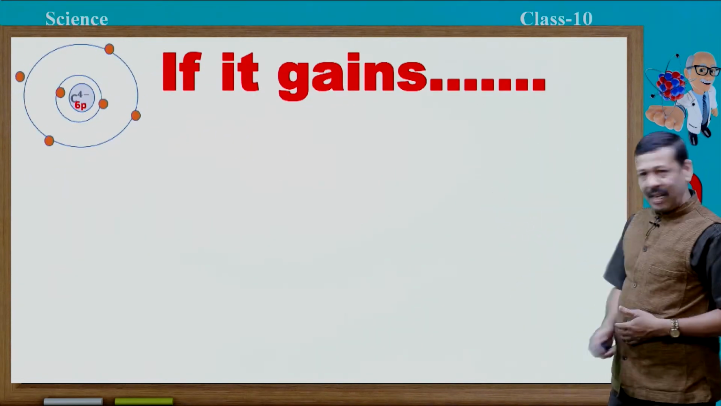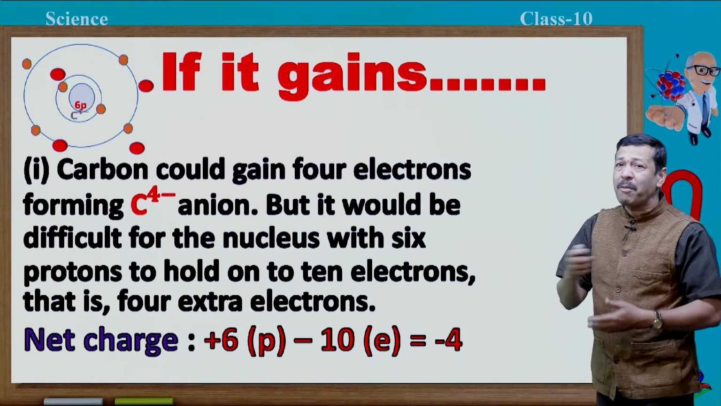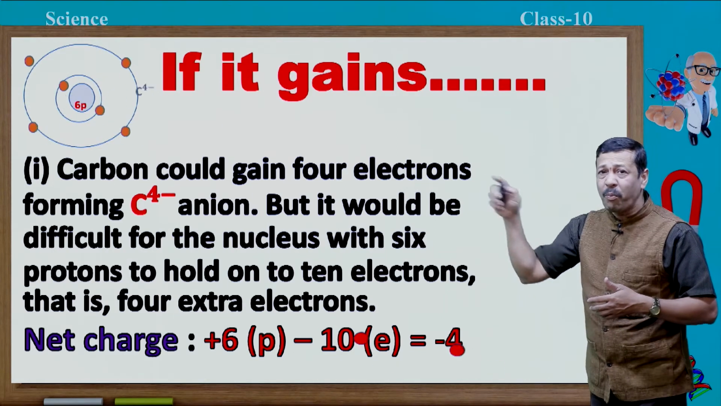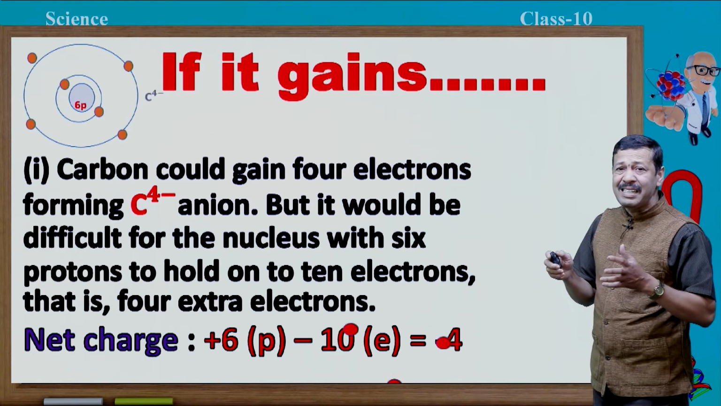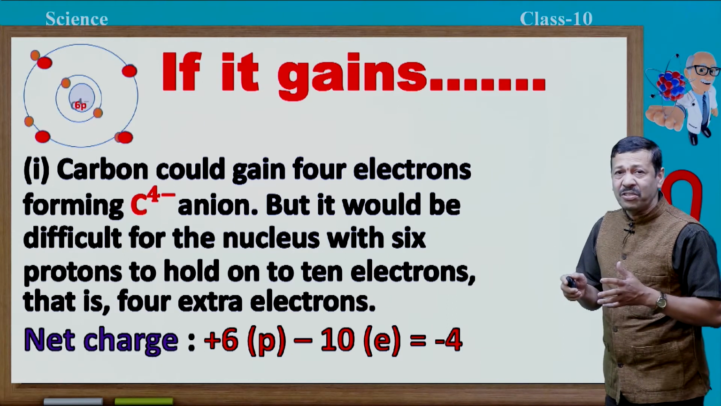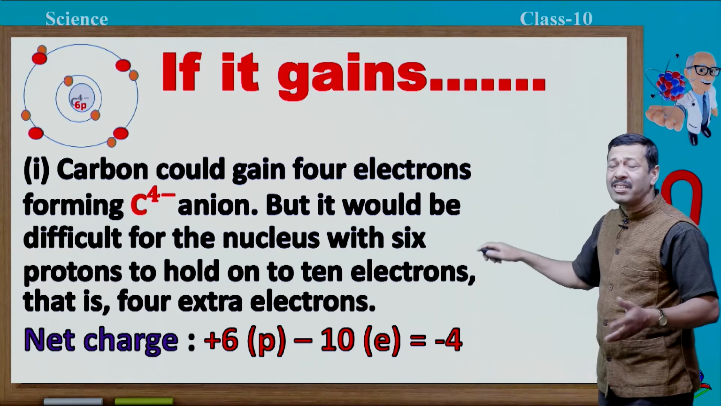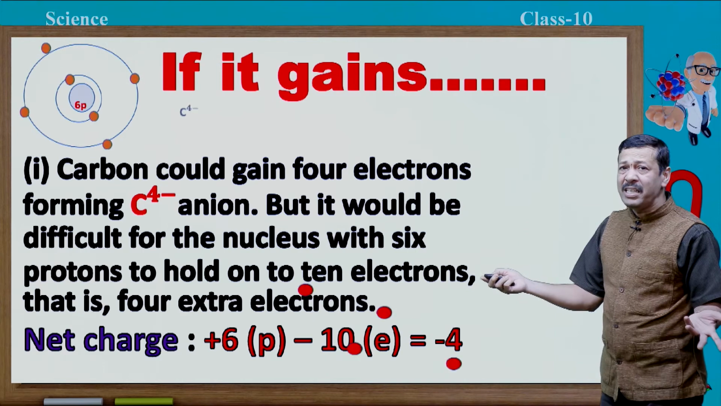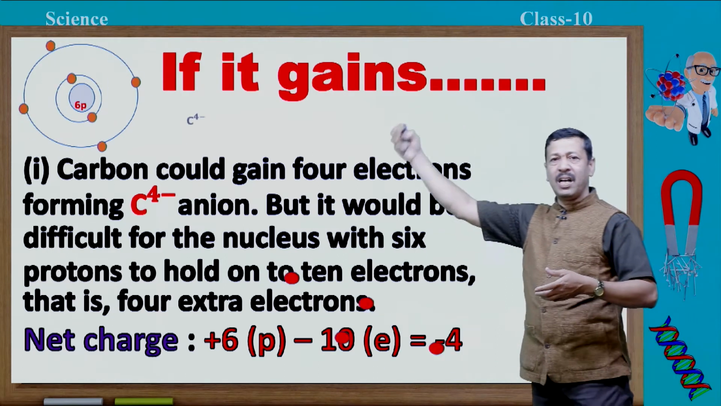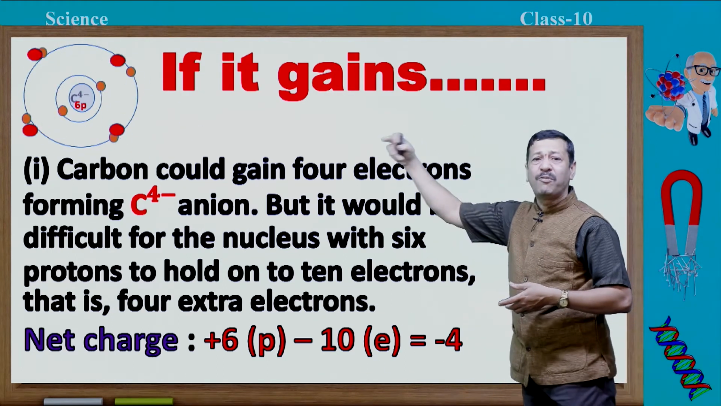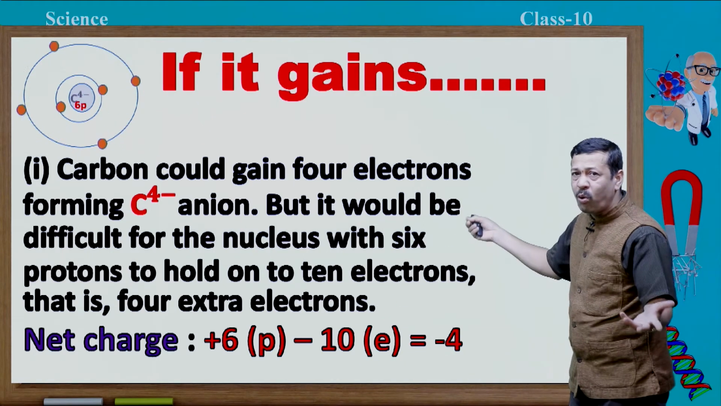If it gains, what happens? Let us see. The carbon could gain 4 electrons and become carbide, C4 minus ions, but it would be difficult for the nucleus to hold these 10 electrons, because carbon's nucleus has only 6 protons. Holding extra 4 electrons becomes difficult, hence stability is not achieved. So that is ruled out. What you are seeing here, how the carbide ion is formed, you are seeing in the animation. In the valence shell 8 electrons but 6 protons cannot hold them.